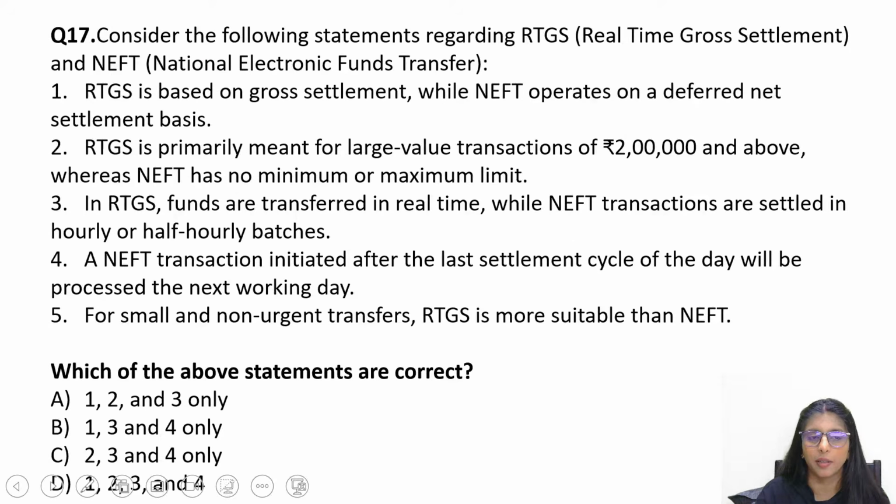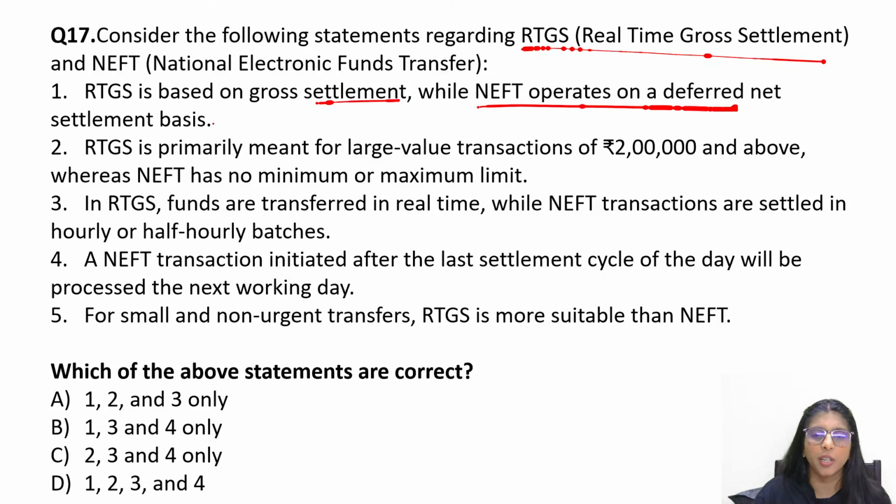Option D is the right answer. Read the question. Consider the following statements regarding RTGS and NEFT. RTGS is based on gross settlement, while NEFT operates on a deferred net settlement basis.